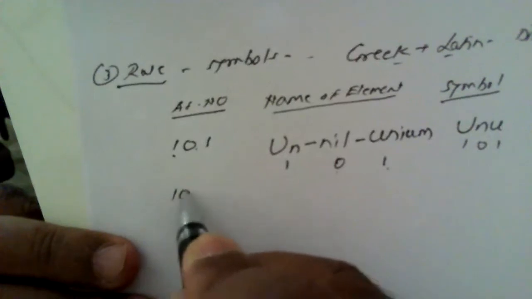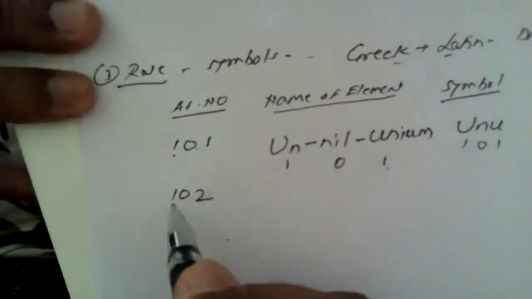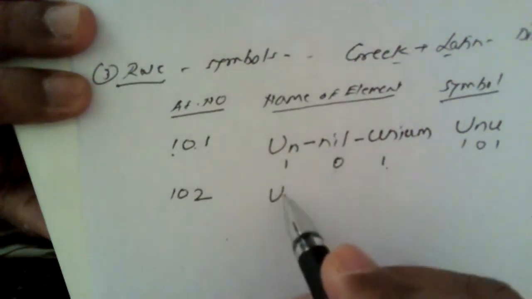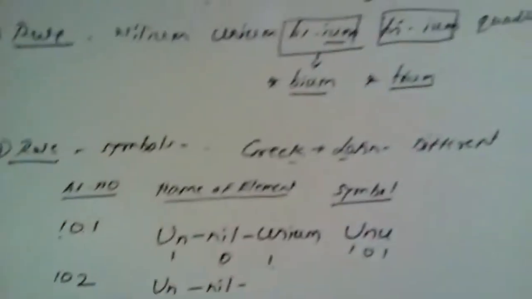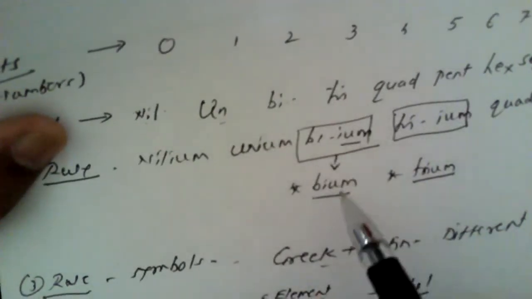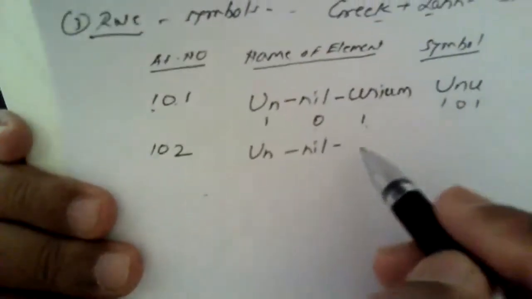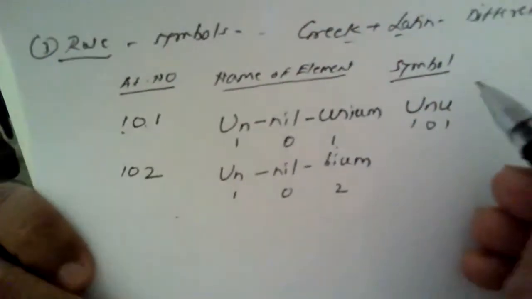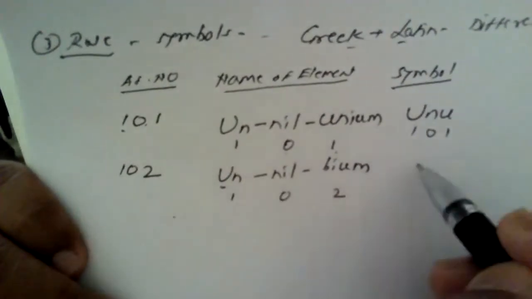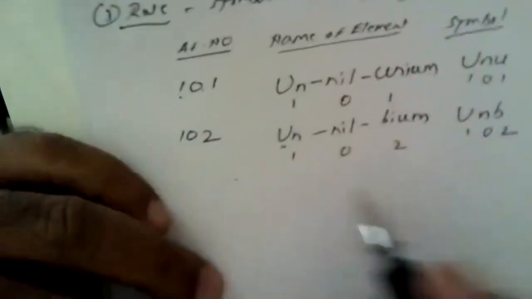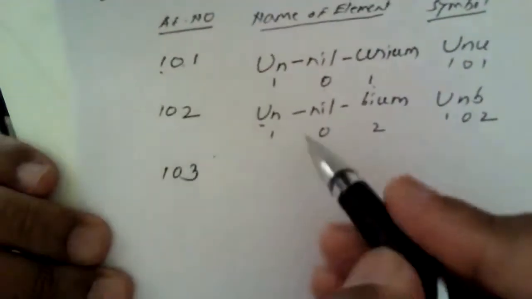Suppose we arrive at atomic number 102. Then again we follow the same procedure. For digit 1, we write un. For digit 0, again we write nil. And for the digit 2, the root name is bium; biium is shortened to bium. So we write un-nil-bium. How can we arrive at the symbol? The first letter is U, then N, and then B. Un-nil-bium, UNB. Very simple.